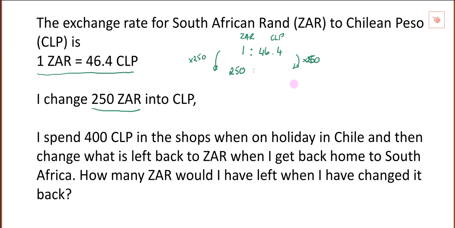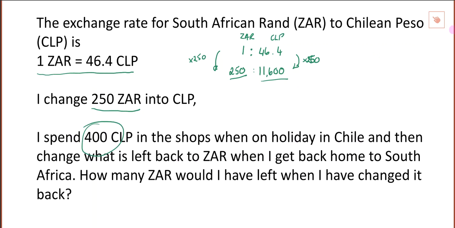Sorry about the mess. So then 46.4 multiplied by 250 gives me 11,600 Chilean pesos. So that's how much I had. So I had this many rand. I've now changed it into pesos. So that's what I'm going to spend. Thinking about what happens in your assessment coming up, I'm going to change money because I'm going to a different country. So I'm on holiday in Chile, right? And there I spend 400.